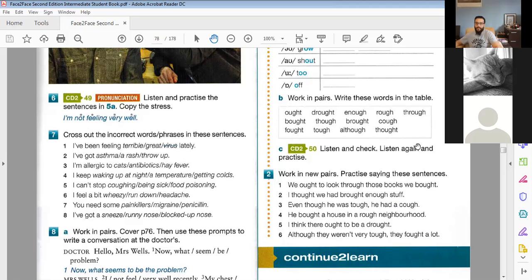We ought to look through those books we bought. I thought we had brought. No, we had brought. We had brought. It's enough the same stuff. Yeah, brought and thought are the same. Even though he was tough, he had a cough.